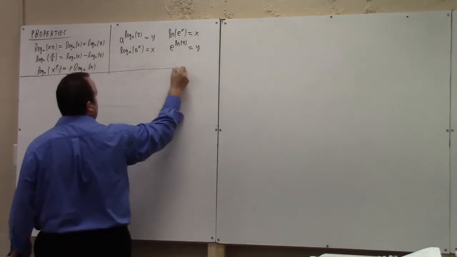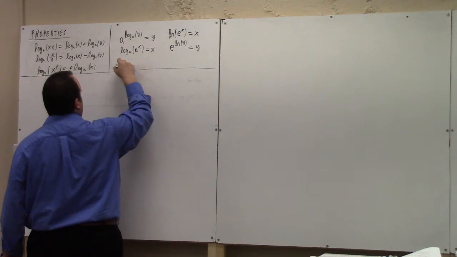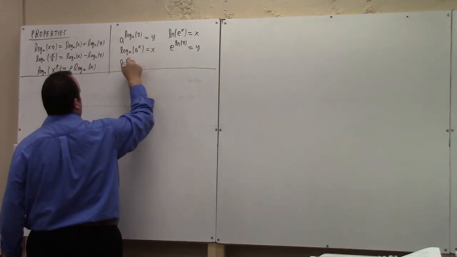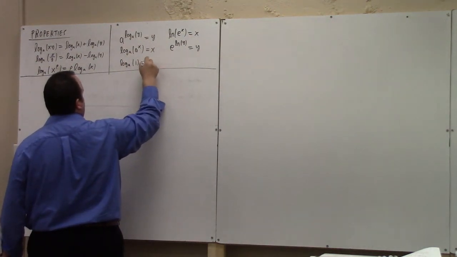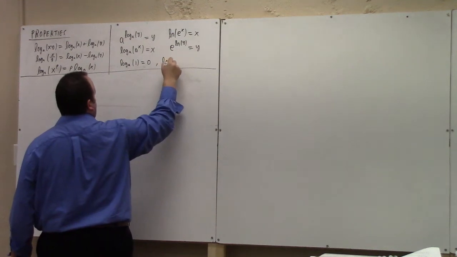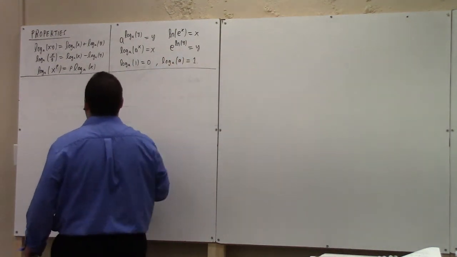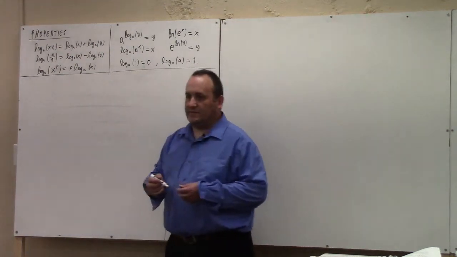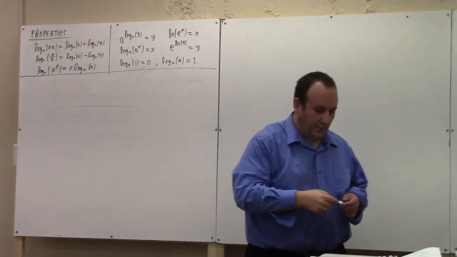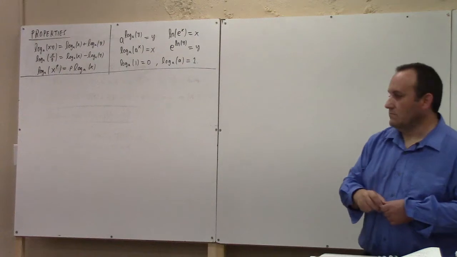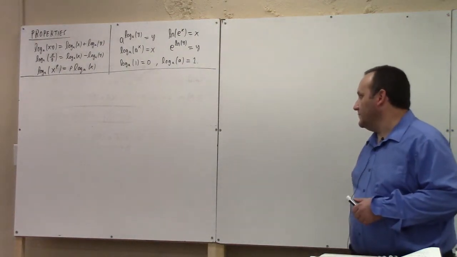Those are some commonly used facts, like log base a of 1 is 0, log base a of a is 1. I mean, we could go on with this list, right? But these are some important, often useful properties of the log.